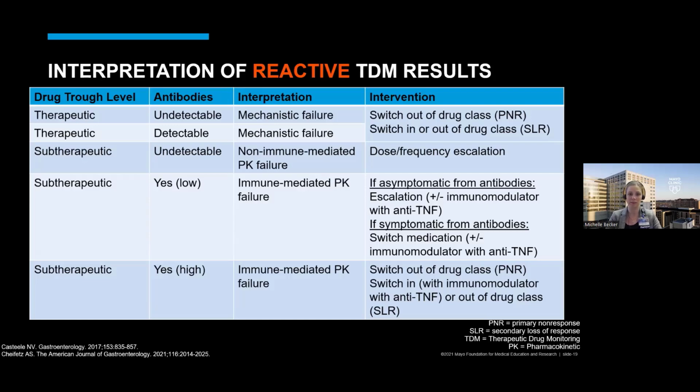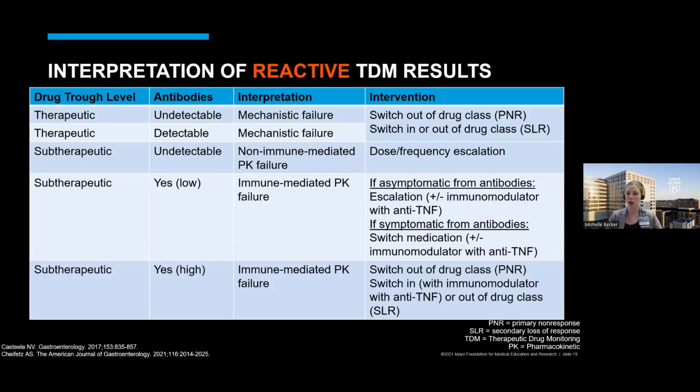If the drug level is subtherapeutic with antibodies, antibodies are likely playing a role in neutralizing the drug level. If the antibodies are at a low level, there might be potential to overcome those antibodies with escalation of the drug, so dose and/or frequency. And if it's an anti-TNF, the addition of an immunomodulator if that's not already being utilized.